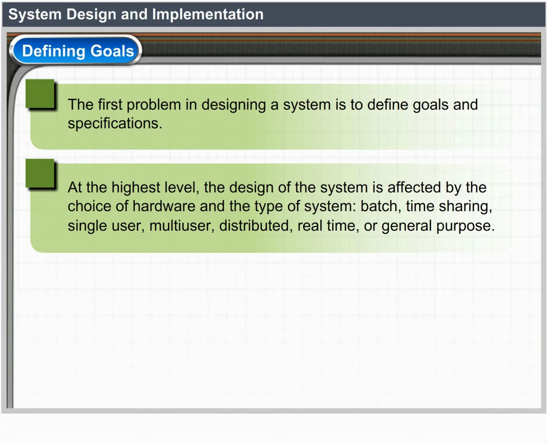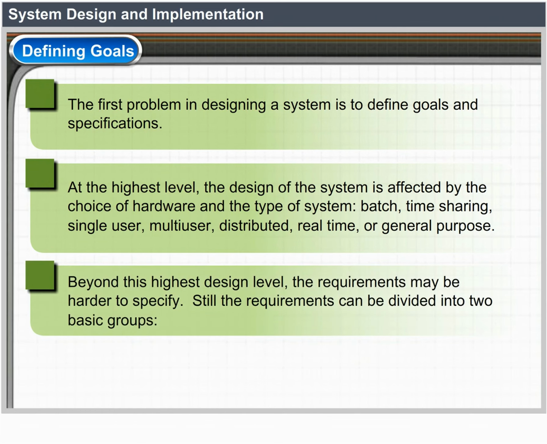Beyond this highest design level, the requirements may be much harder to specify. The requirements can, however, be divided into two basic groups: user goals and system goals.